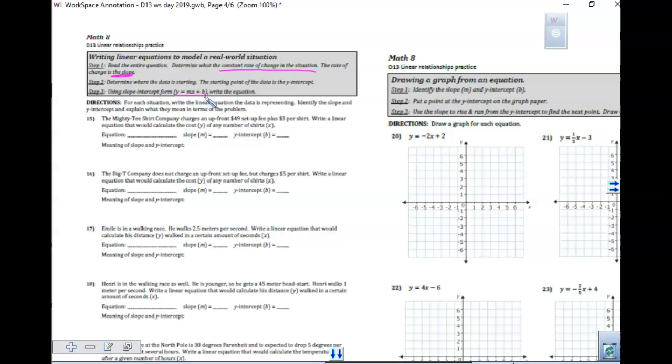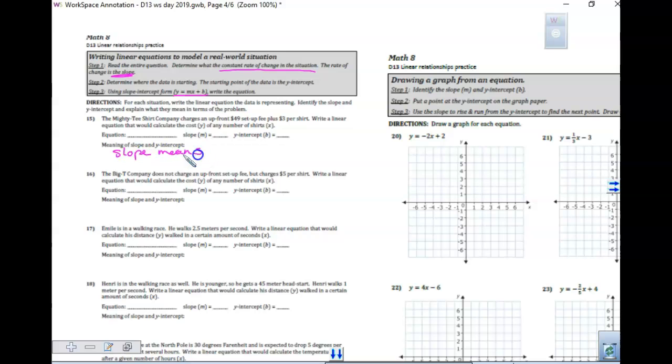So if we read number 15, Adrian, do you want to read that for us about my new t-shirt company? Marcus T-shirt company charges an upfront $49 setup fee plus $3 per shirt. Write a linear equation that will calculate the cost y of a number of shirts.